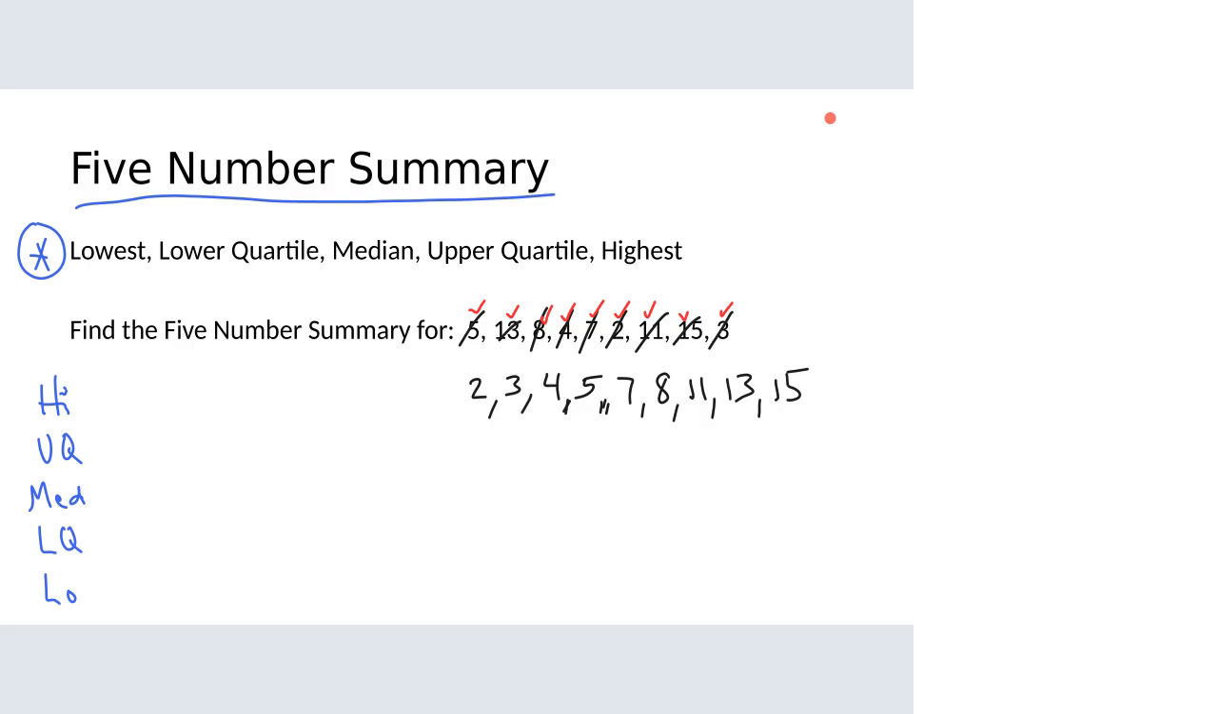Okay. We want to find the 5-number summary. The highest and lowest, those come really easily. When I want to find the highest, it's just the 15. The lowest is just the 2. So those are really easy to get.